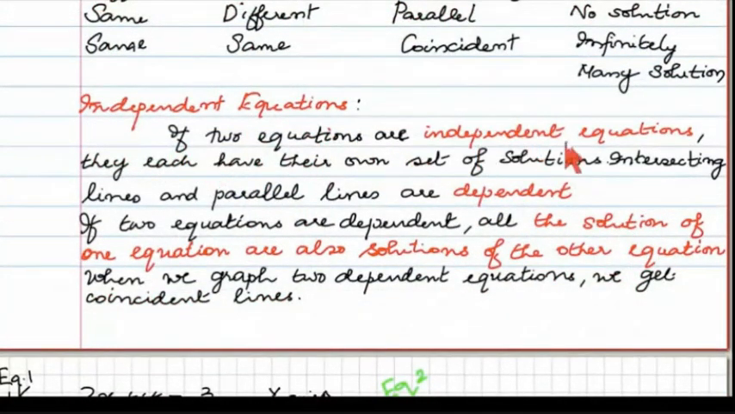If two equations are independent equations, then each has its own set of solutions. Intersecting lines and parallel lines are independent. If two equations are dependent, all the solutions of one equation are also solutions of the other equation. When we graph two dependent equations, we get coincident lines.